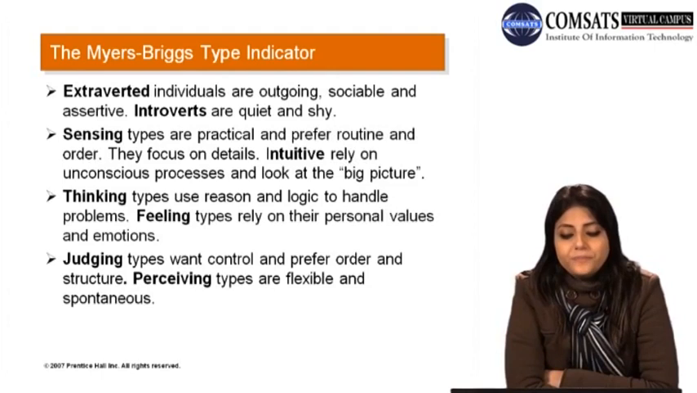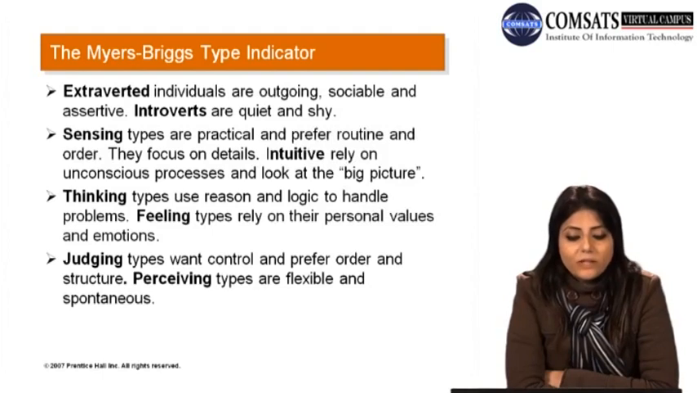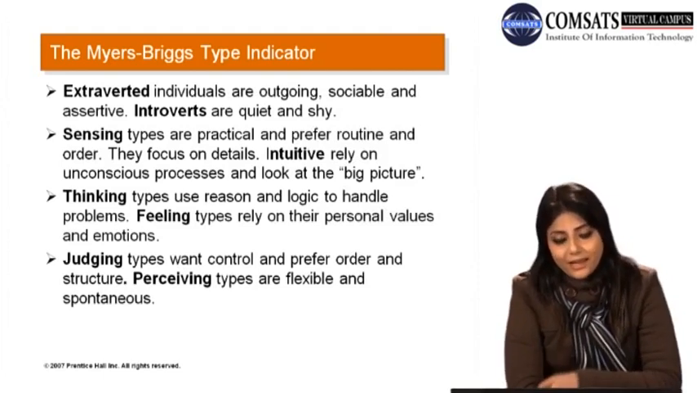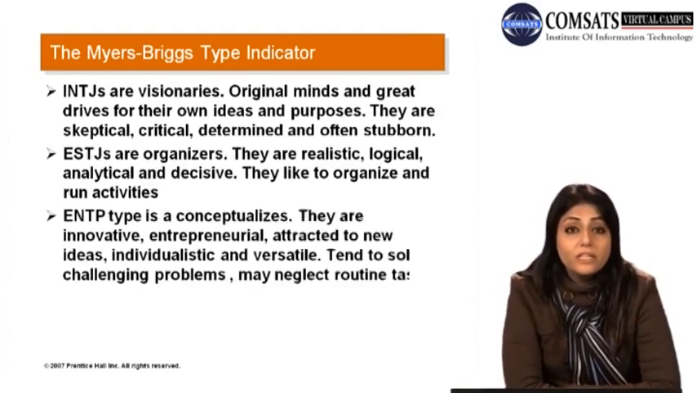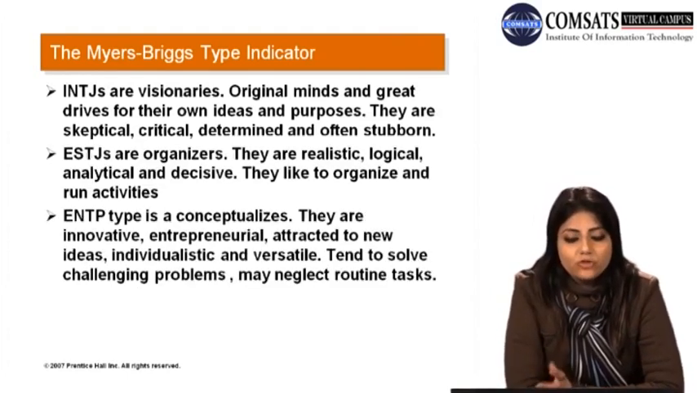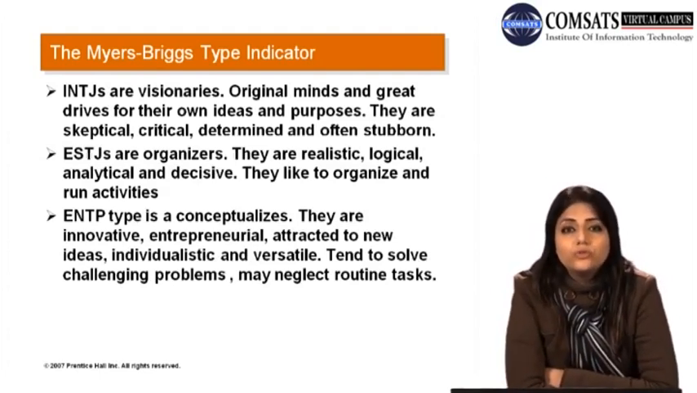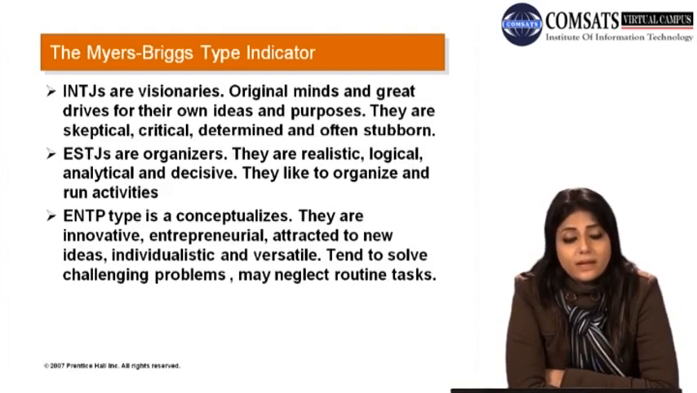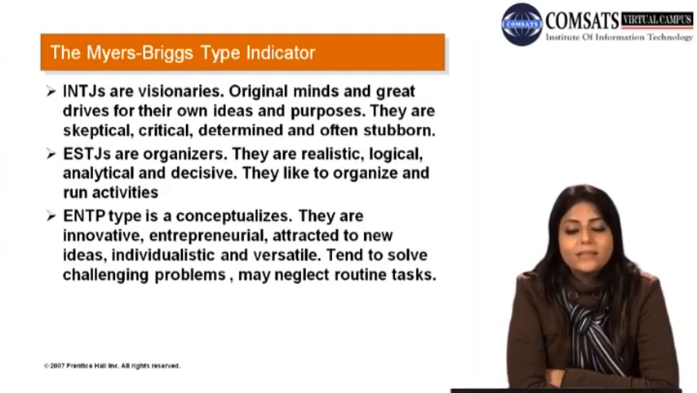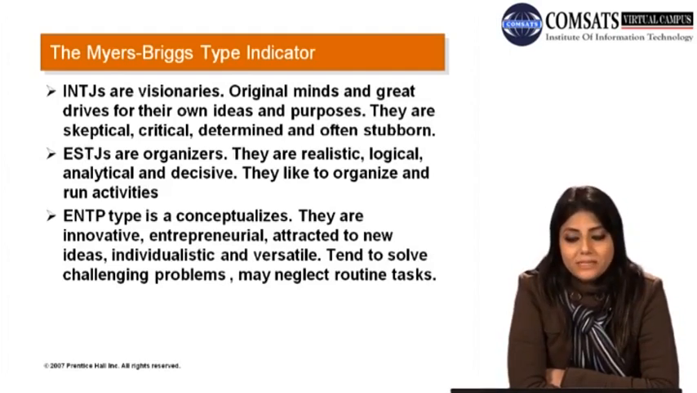Thinking types use reason and logic to handle problems, whereas the feeling types rely on their personal values and emotions. Judging types want control and prefer order and structure, whereas the perceiving types are flexible and spontaneous. There are a number of combinations, and as an example, I have chosen 2-3 combinations that this test explains. If the individual's score comes in the INTJ domain, those are visionaries. They have original minds and a great drive for their own ideas and purposes. They're skeptical, critical, determined, and often stubborn.